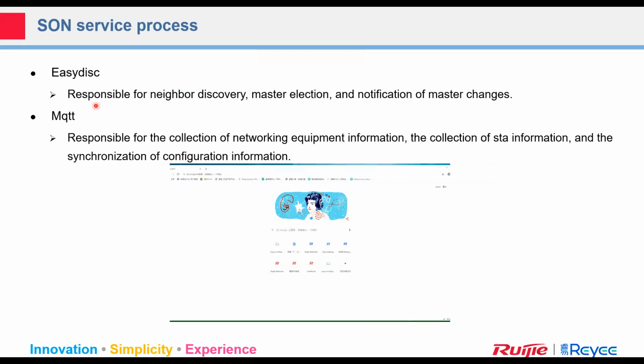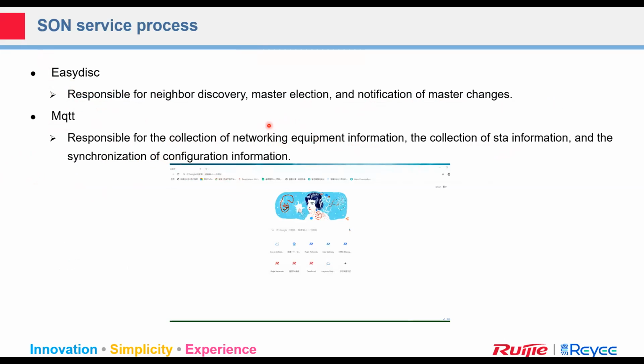So Easy Discovery is responsible for network discovery, master election, and notification of master change. MTTQ is responsible for collecting the information of STA and the synchronization of the configuration information.